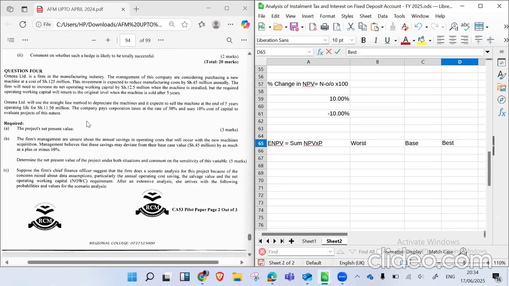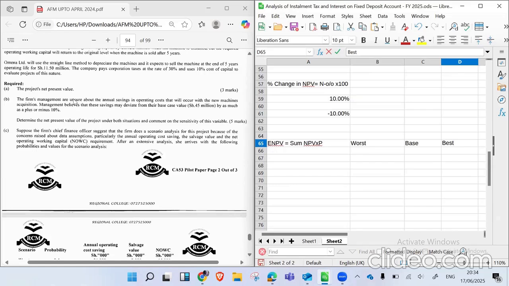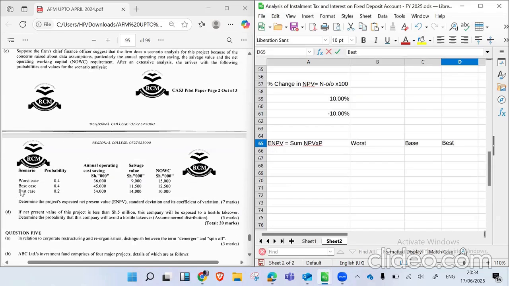Looking at part A of the question, salvage value is 11.5 million, cost savings 45 million, working capital is 12.5 million. What am I saying here? The answer to part A is the same as the answer for the base case, so you don't need to repeat it again. You have already done it in part A, so you have your answer. You only bring here the NPV under the base case, which you will have gotten in part A. For the worst case, you have to get the initial outlay, annual net cash flows, terminal cash flows. Best case, the same.